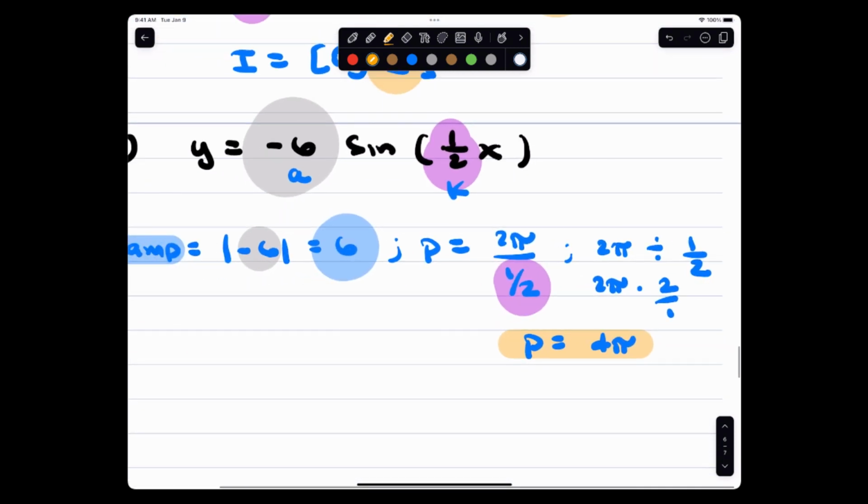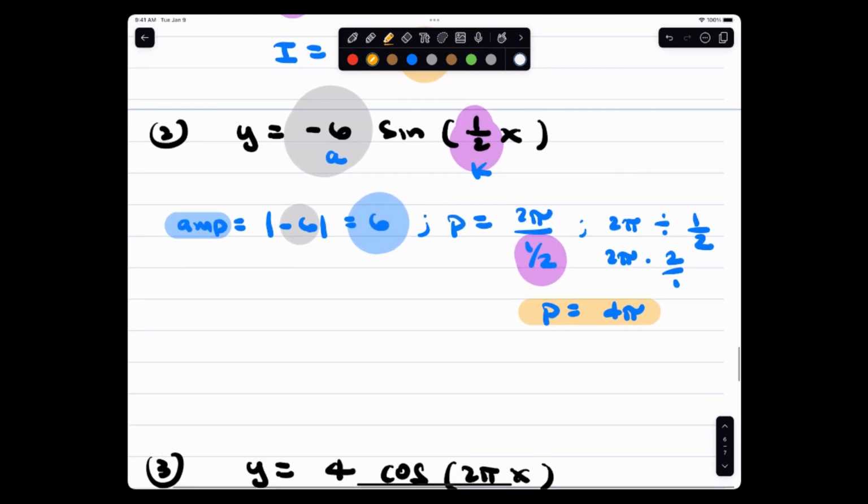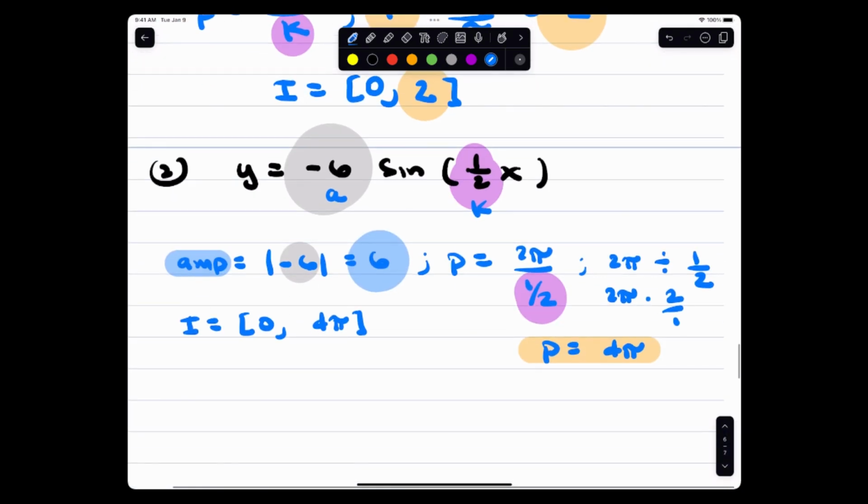All right, okay. Well, what's your interval of one cycle now? Remember the definition of your interval of one cycle. It's going to be you start at 0, and you end at 4 pi. So interval of one cycle, and I'm going to color coordinate this here. You start here and you end there. So that's your interval of one cycle.